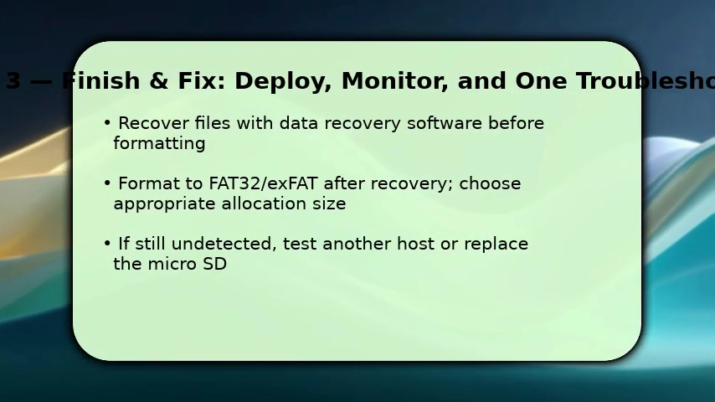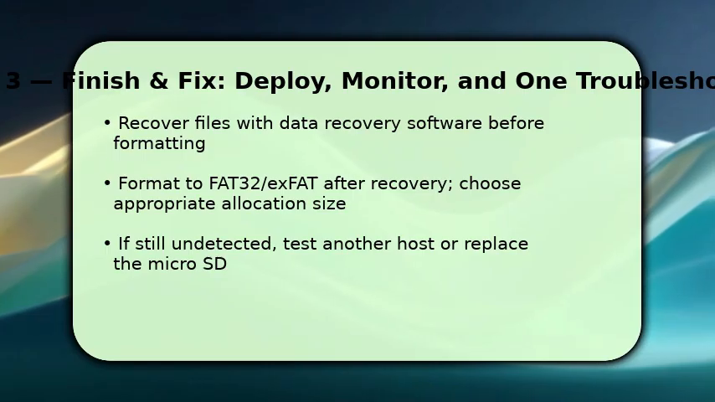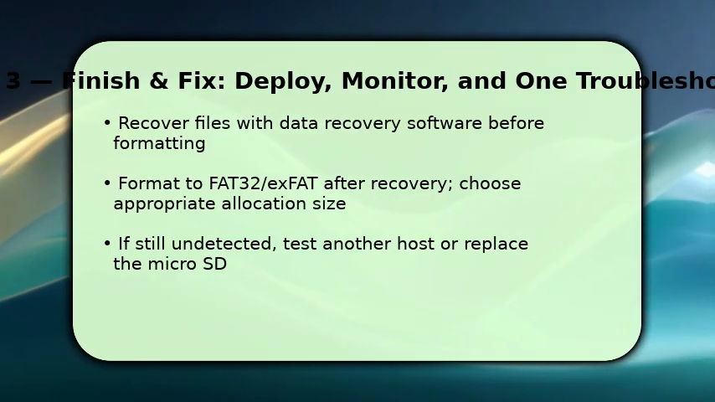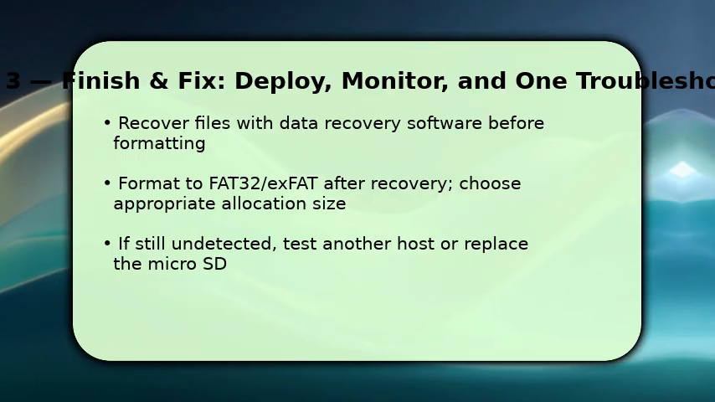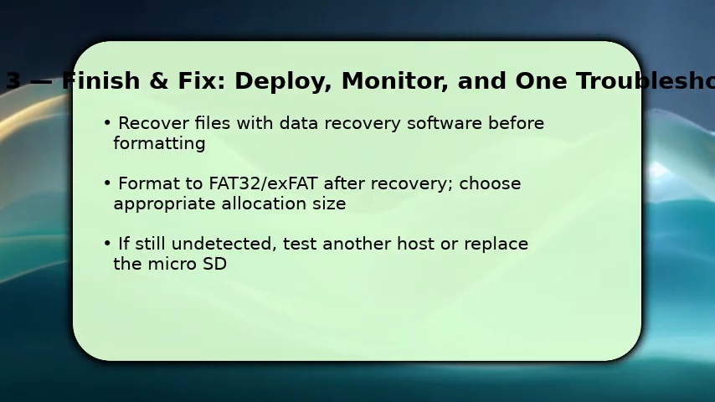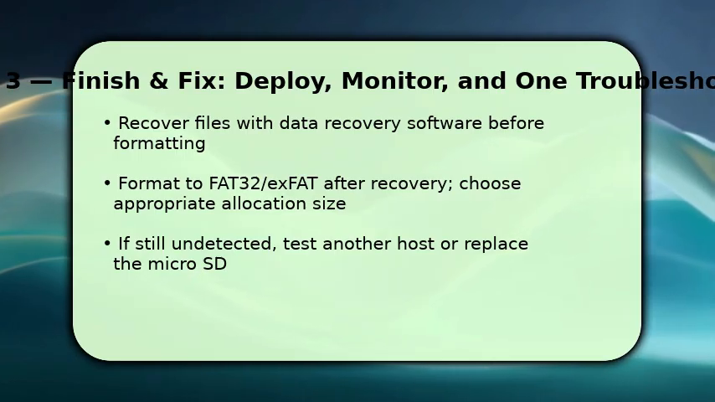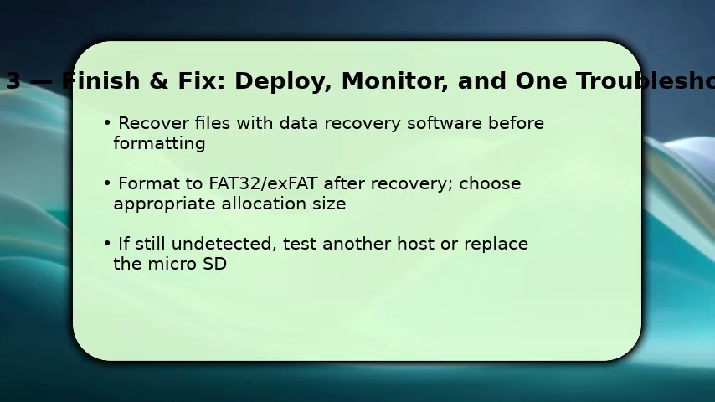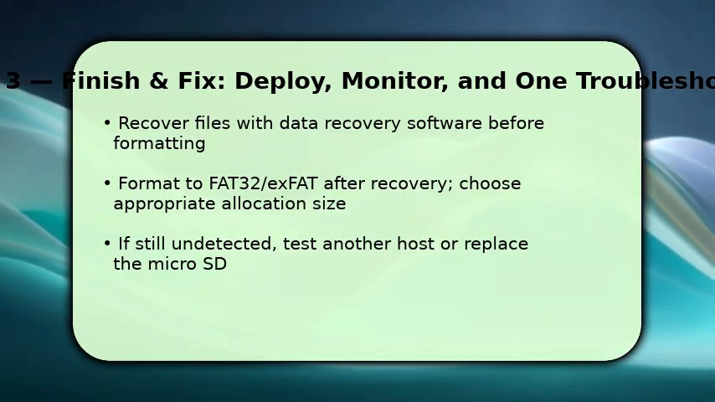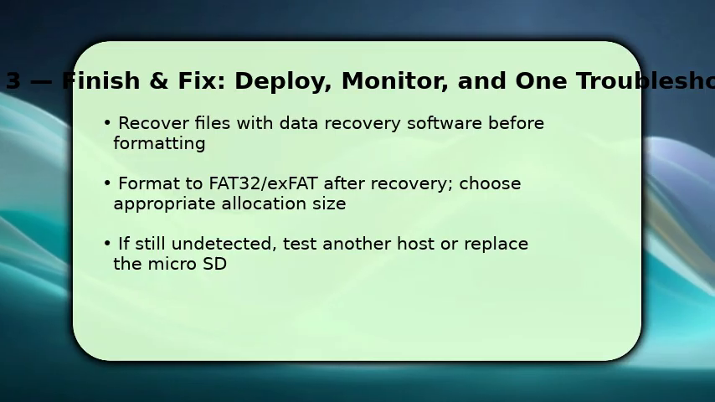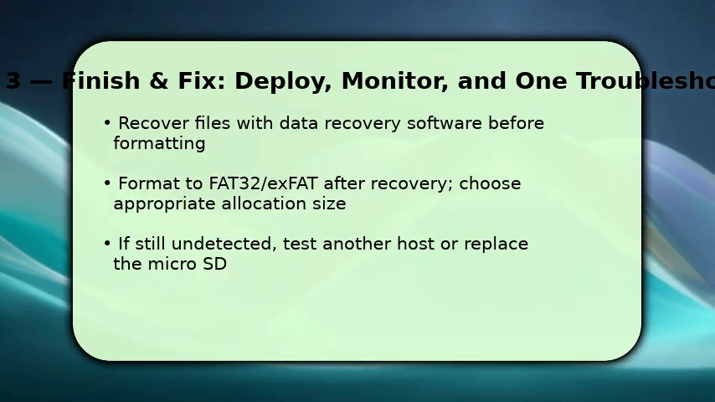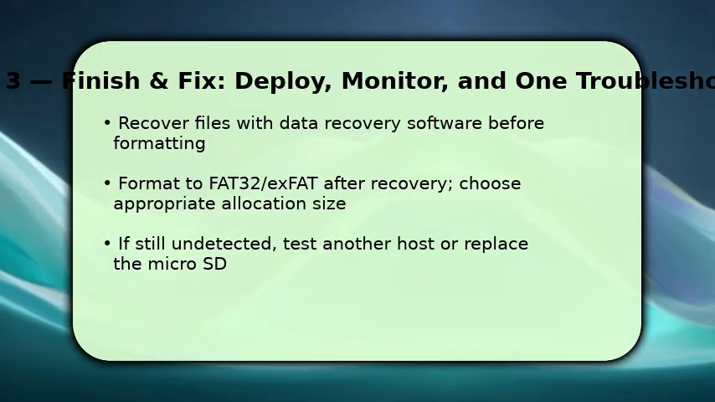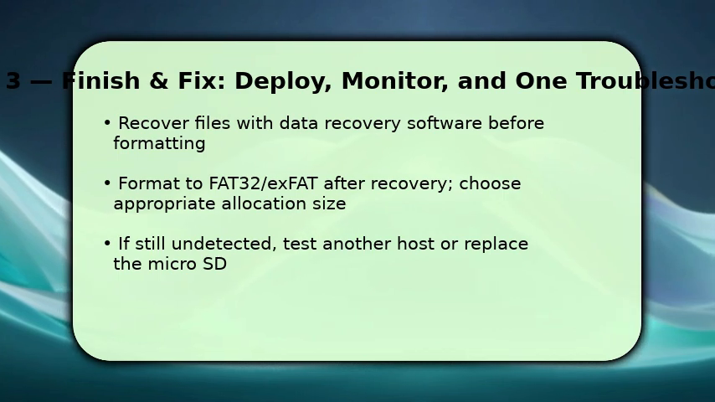Run reputable recovery software and copy recoverable files to another drive because formatting will erase data. Once you've recovered what matters, format the card to FAT32 or exFAT, choosing allocation settings that match device requirements. This often restores compatibility. If the card still isn't detected, verify the original host slot with a known good card. If that fails, the slot is bad. Troubleshooting tip: if intermittent detection happens, suspect physical damage or dying NAND, replace the card.